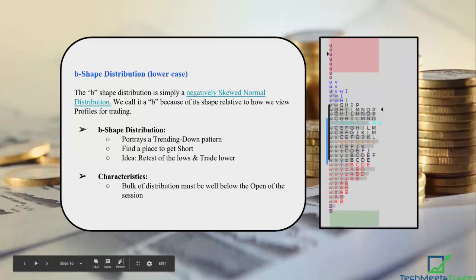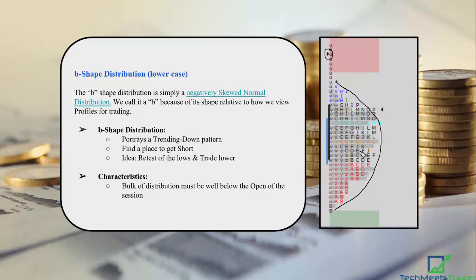Next, we have a B-shaped distribution, and this is simply a negatively skewed normal distribution. We call it a B because of its shape relative to how we view profiles for trading. It portrays a trending down pattern. We want to be finding a place to get short, and the idea is to retest the lows or trade lower. Now, the characteristic on this one is a bulk of the distribution must be well below the open of the session. Here we can see the open of the session here, and the larger bulk of distribution is well below the open of the session.